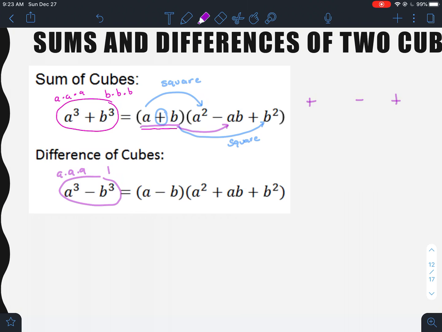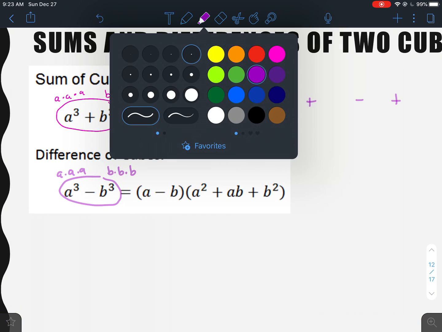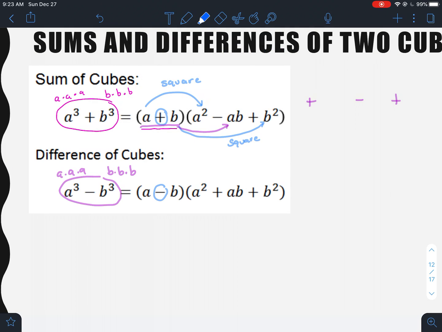For the difference of 2 cubes, you have 2 perfect cubes that you're subtracting, so a times a times a, then minus b times b times b. That first parentheses is the cube root and the cube root. You subtract in the middle.